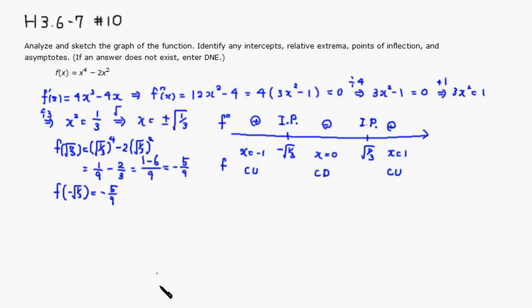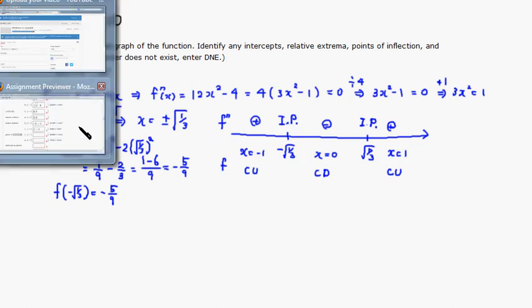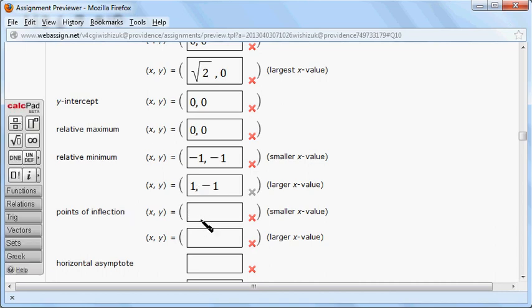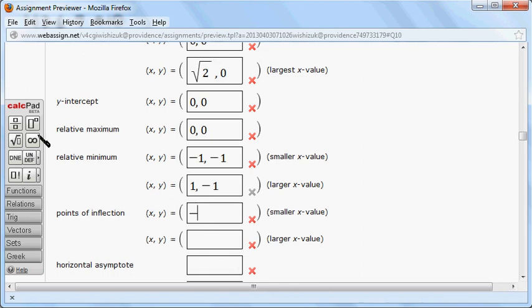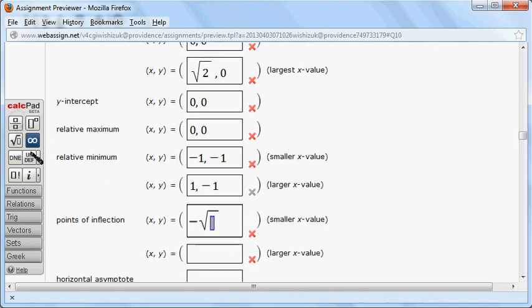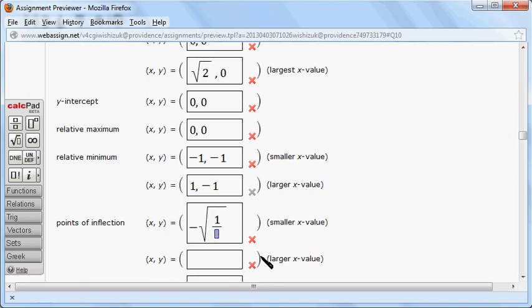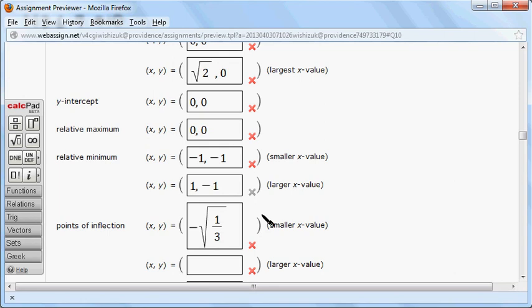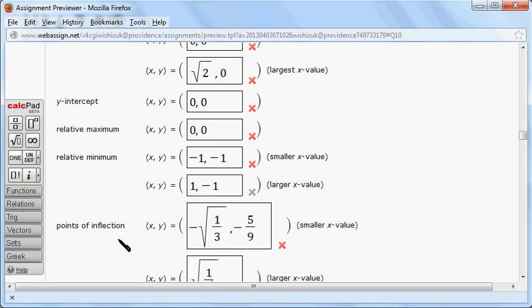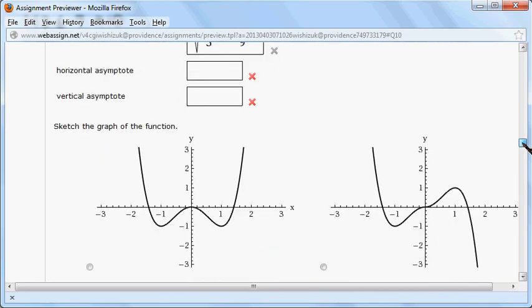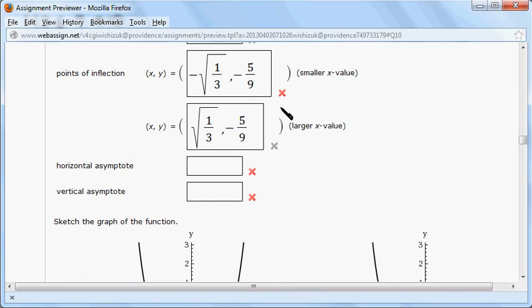All right, so let's type it in. The points of inflection are negative square root of 1/3, comma, negative 5/9, and the other one is positive square root of 1/3, comma, negative 5/9. So those are the inflection points.